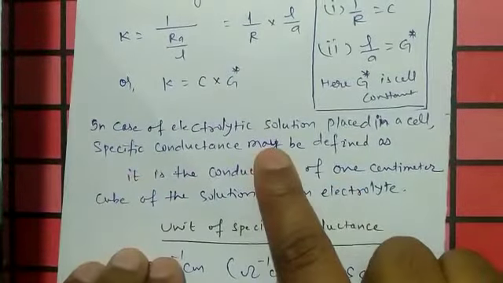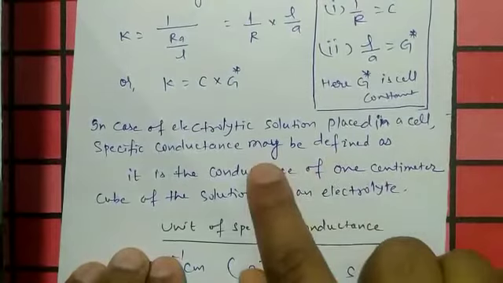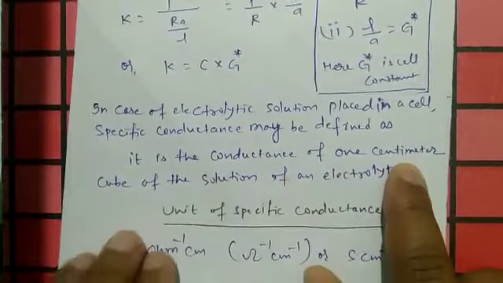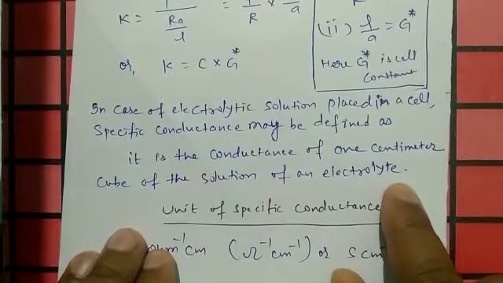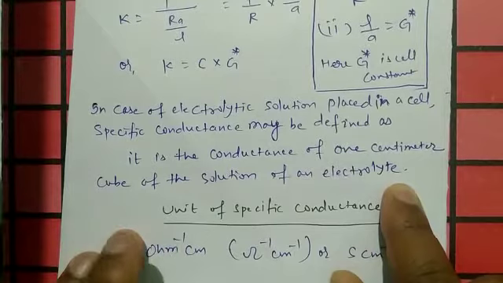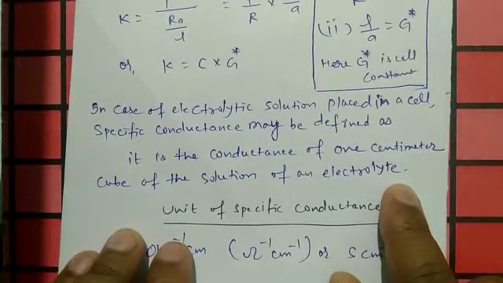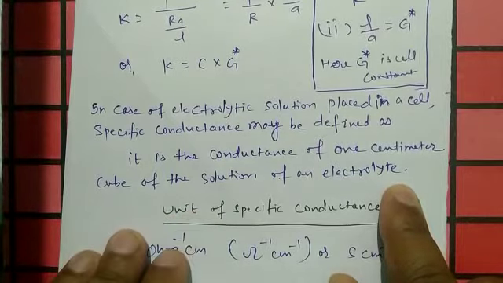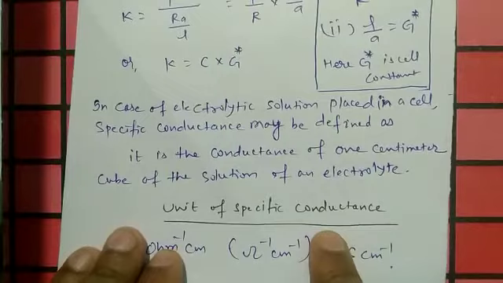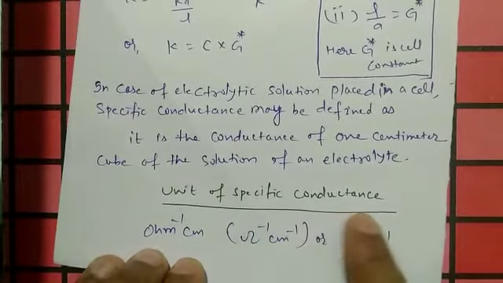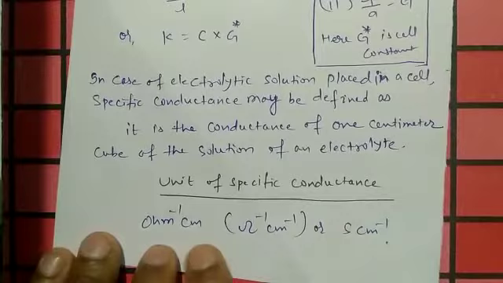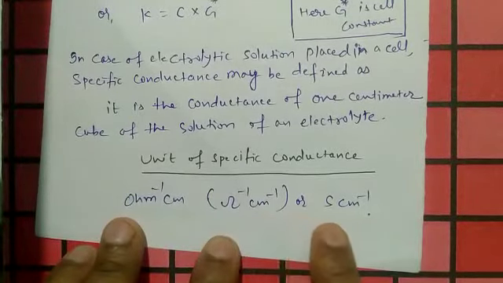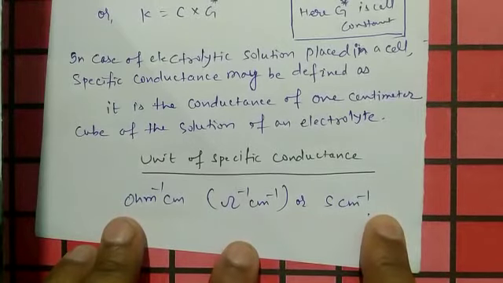In the case of an electrolytic solution placed in a cell, specific conductance may be defined as the conductance of 1 centimeter cube of the solution of an electrolyte. That means 1 centimeter cube is taken, and inside that some conducting material, electrolytes, are taken and current is passed. So it is called conductance. The unit of specific conductance is per ohm centimeter. It is also written per ohm per centimeter or Siemens per centimeter. Thank you.